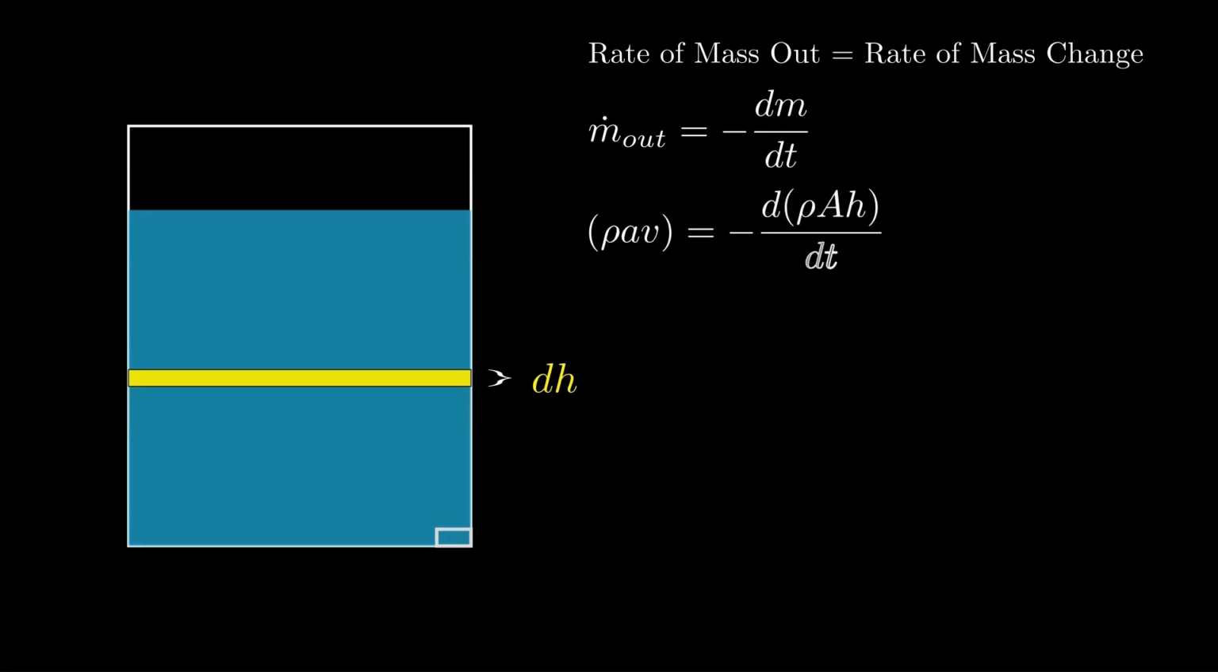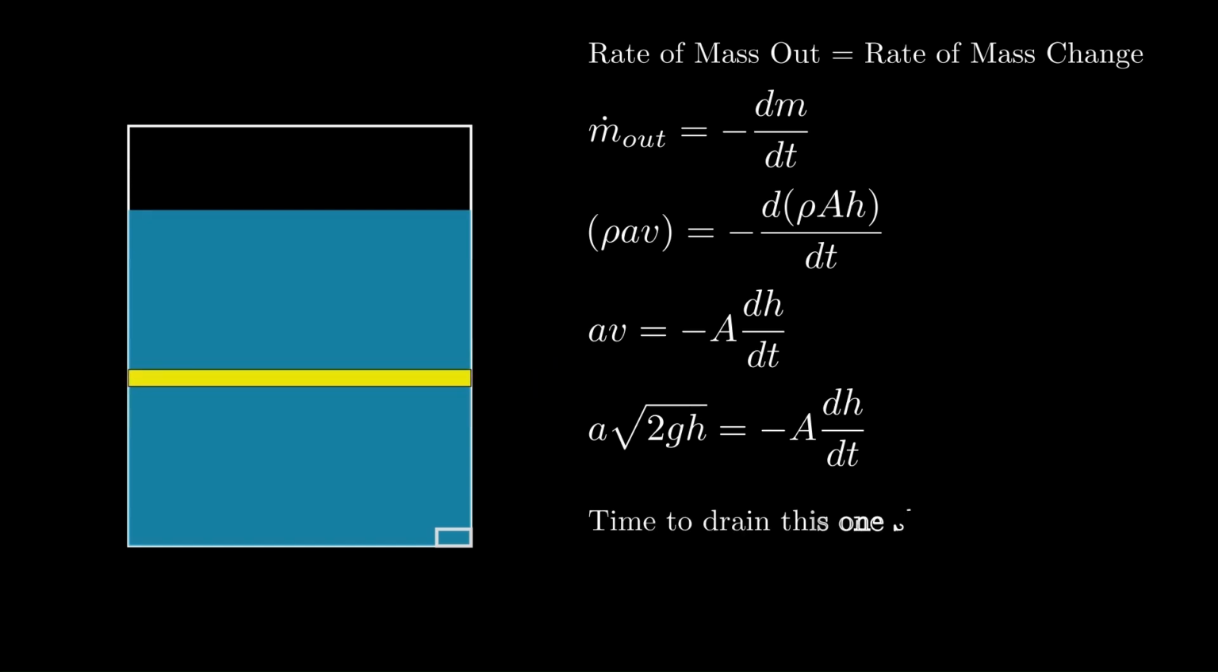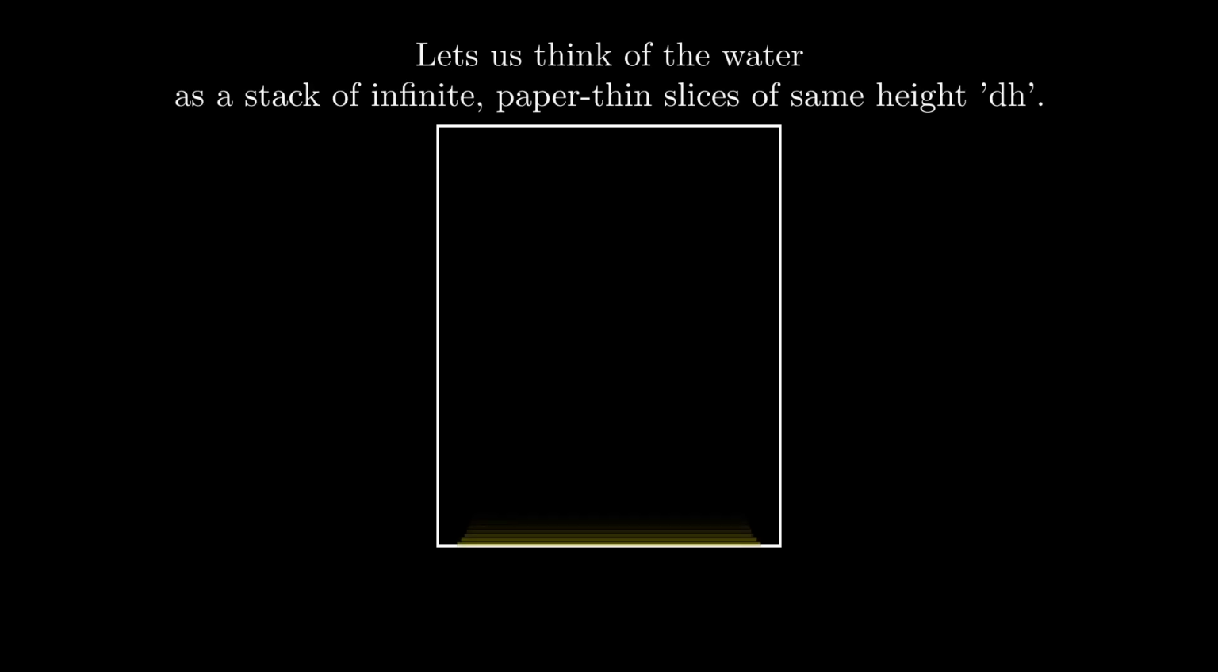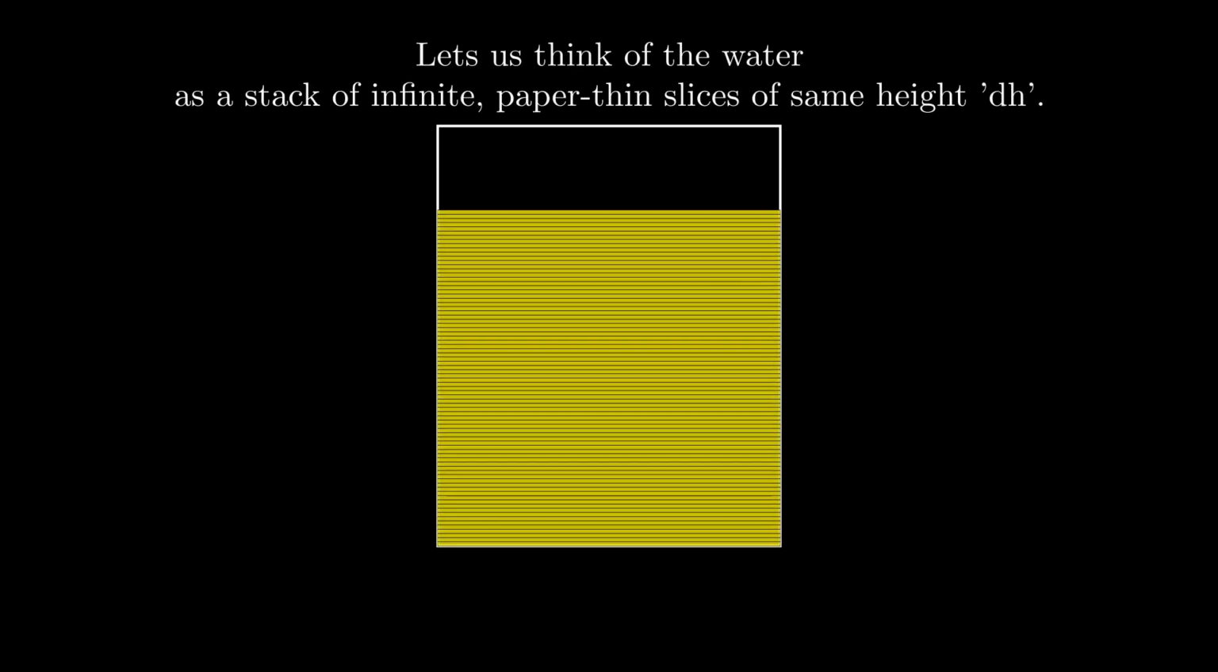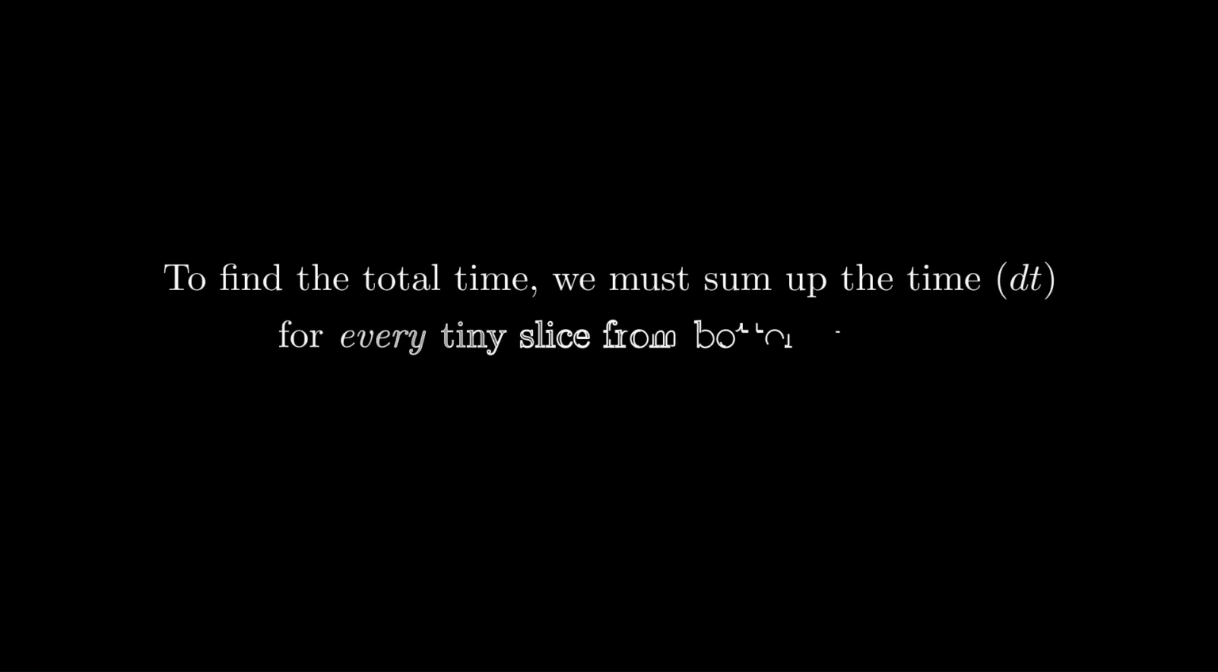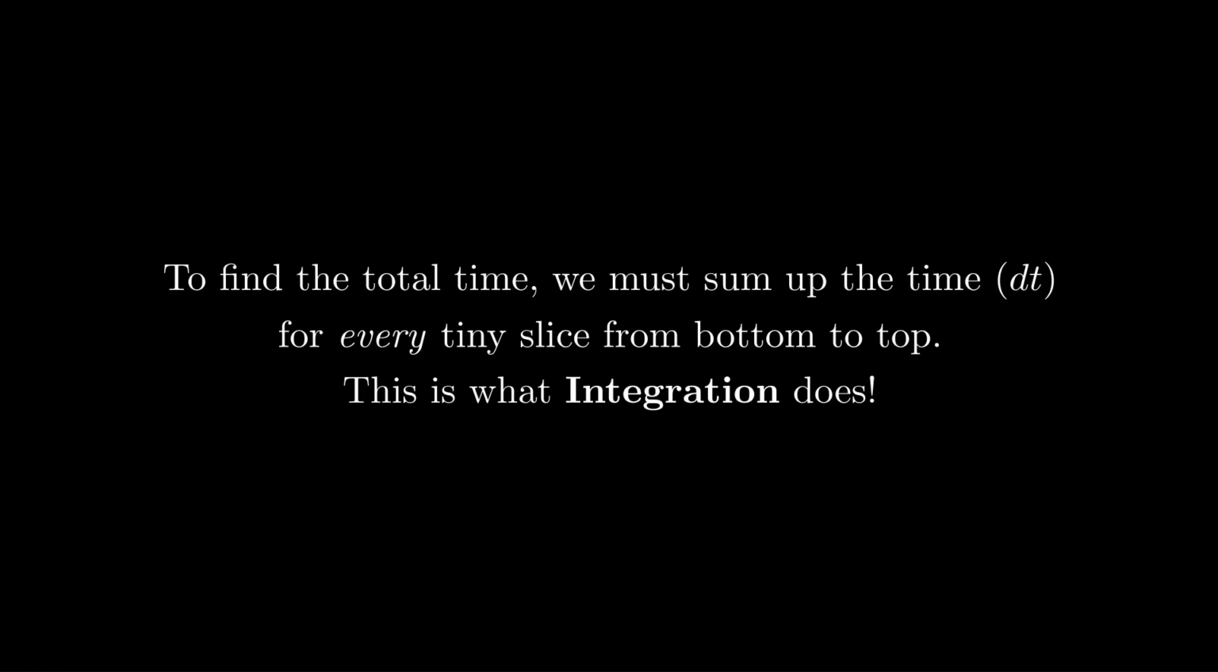Since the water leaving the tank equals the water disappearing from inside, we can relate dt and dh with a neat equation. Substitute the right formulas, cancel a few terms, and you get a compact expression that connects dt to dh. It tells us the time it takes to drain one specific slice. But we're after the total time. So what do we do? We add up the drain times for all the tiny slices, from the top all the way to the bottom. This summing up of infinitely many, infinitesimally small values, that's integration.